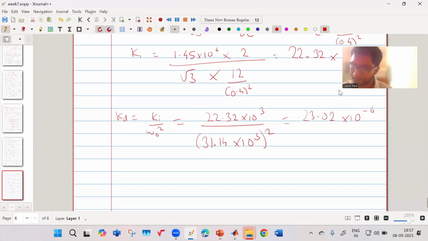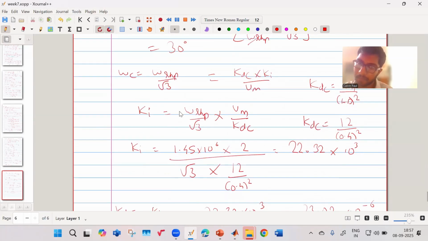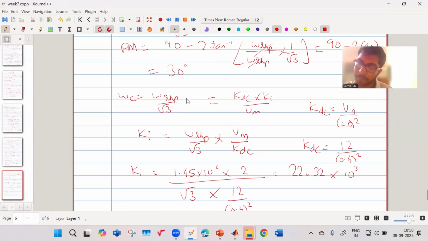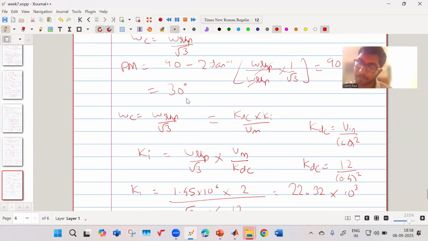Sir, we proceeded with omega C is equal to omega RHP by root 3. But for an ideal good design, what should be the condition? Should we equate phase margin equal to 60 degree and recalculate omega C? Yeah, that would be better.